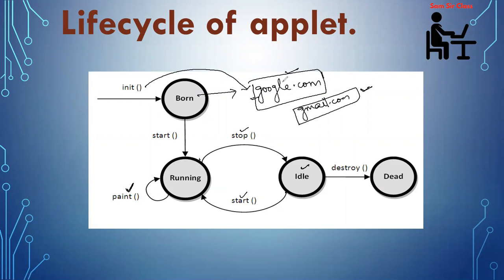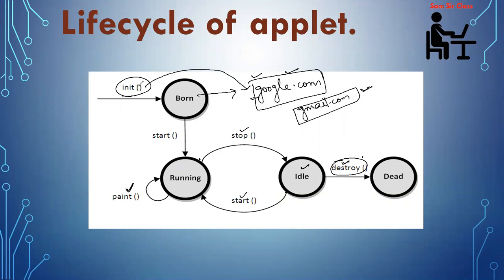But whenever my work for google.com is over, I'll destroy that one. That means I'm closing the web page. So the init method will be called only once when I start the page. The destroy method I'll call only once whenever I close the page. In between that, stop and start will be called multiple times. So this is the life cycle of one applet that we can understand.